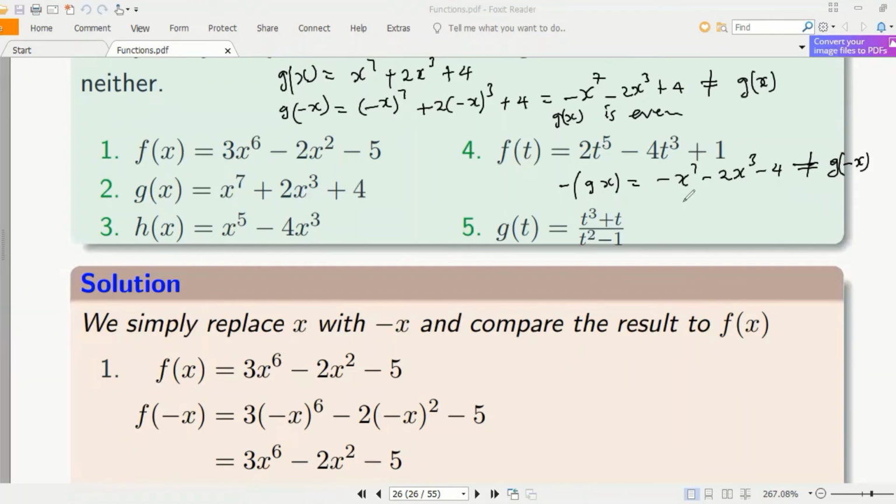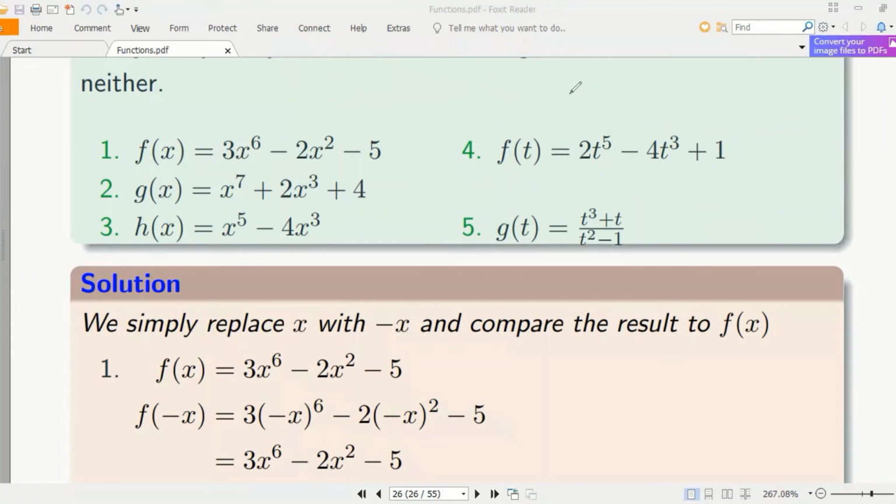So then it means that g of x is not odd. It was not even, and it's not odd. It's therefore neither odd nor even.